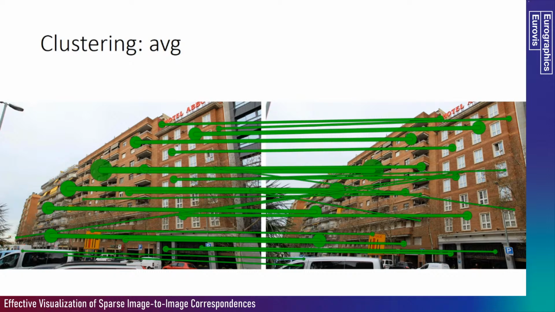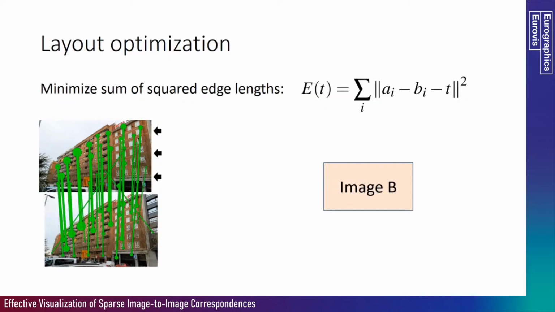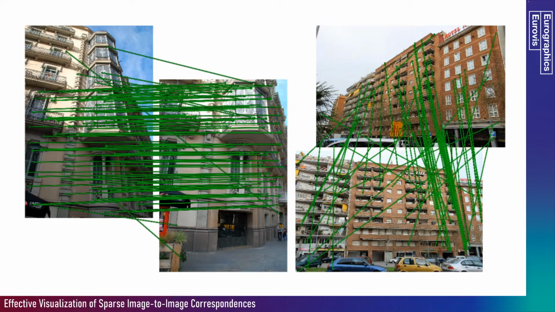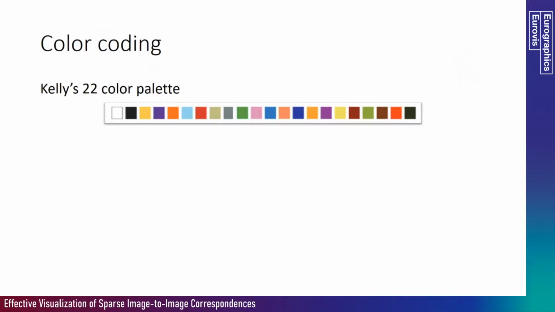Another idea is to optimize the layout of the images to minimize the occlusion caused by the edges. We find the translation vector that minimizes the sum of square edge lengths, subject to the constraint that the translated images do not overlap. This figure shows the optimal layout for different image pairs. Using different colors makes it easier to follow the segments.